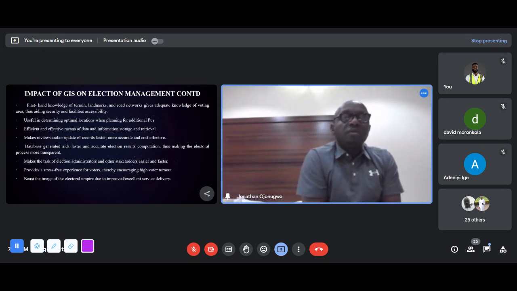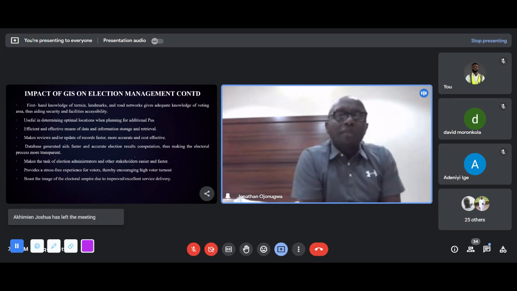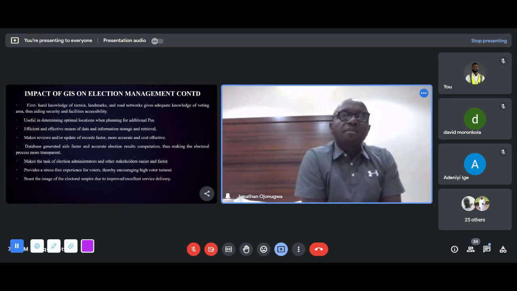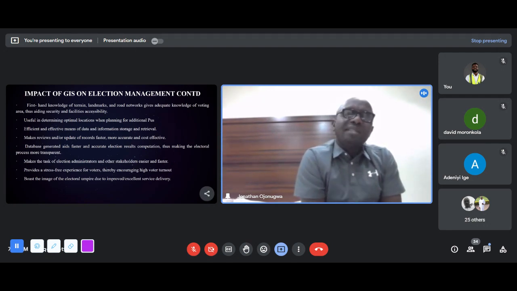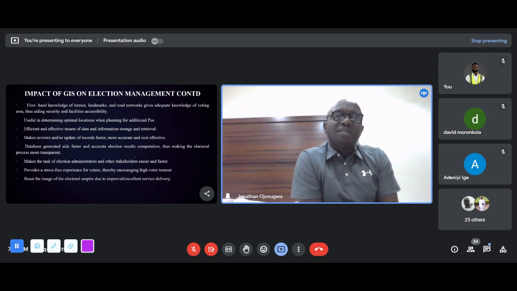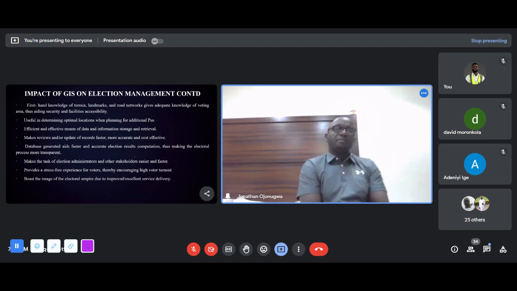With the aid of a database today, it will be very difficult for any officials to manipulate results within the election cycle. It also makes the task of election administrators and other stakeholders easier and faster. It also provides a stress-free experience for voters, thereby encouraging high voter turnout.